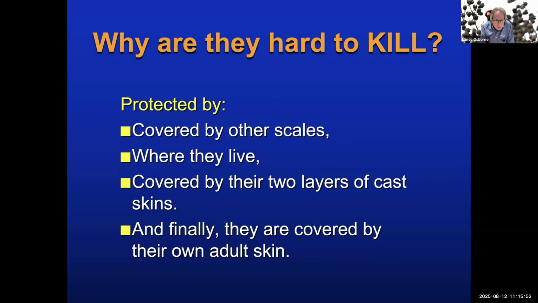So they're protected or covered by other scales. They're living on the underside of leaves or on the tops of the leaves or in the crown or in areas that are hard to get to, such as in parking lots and in atriums, around your pool at home, or overhanging your neighbor's property. So you run into some issues of just trying to treat, even with something that you might be able to get control with. They're covered with a lot of different cast skins, and they're also covered by their own adult skin.